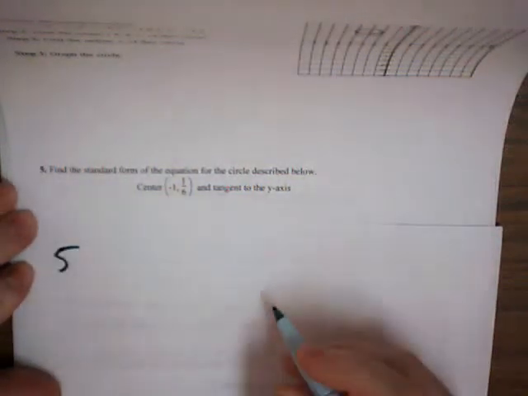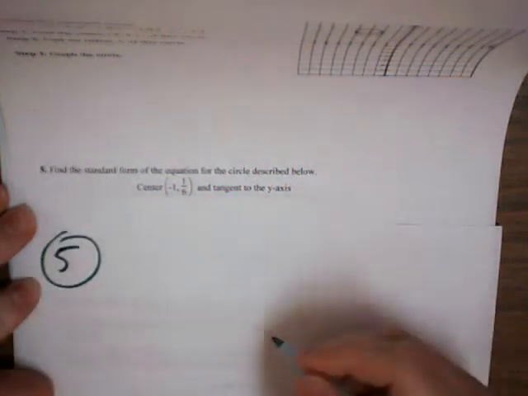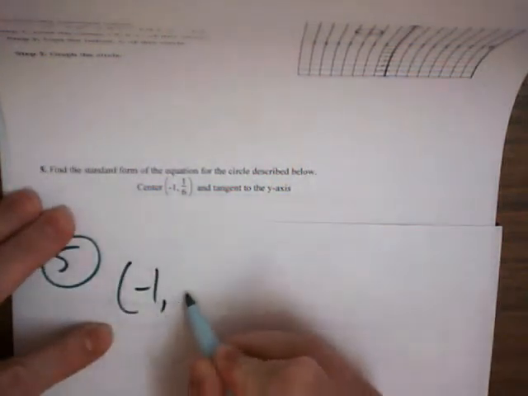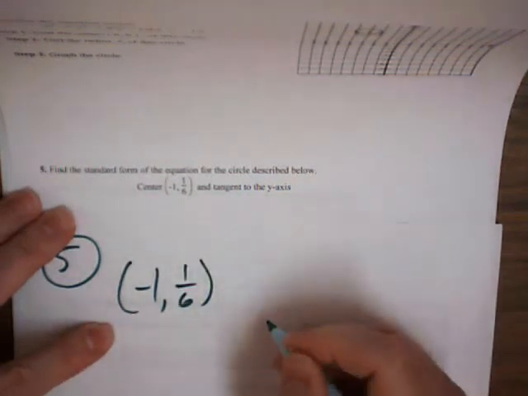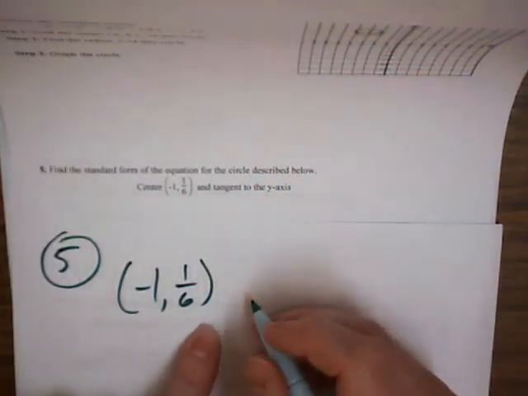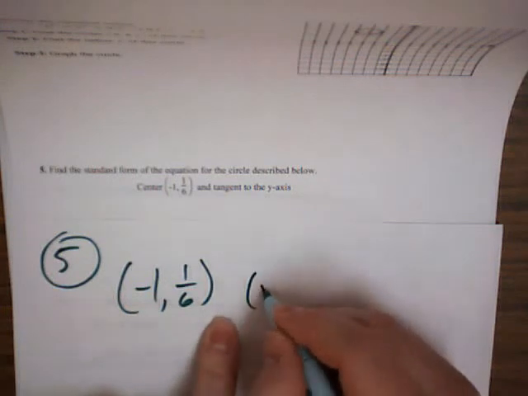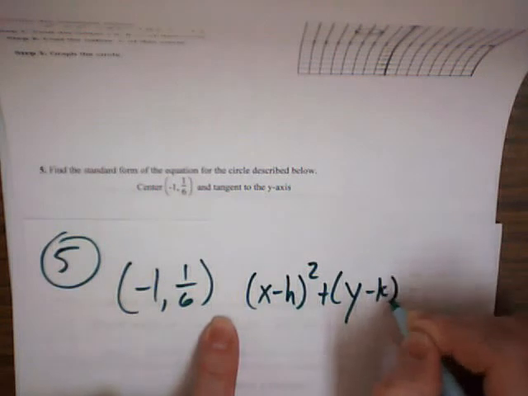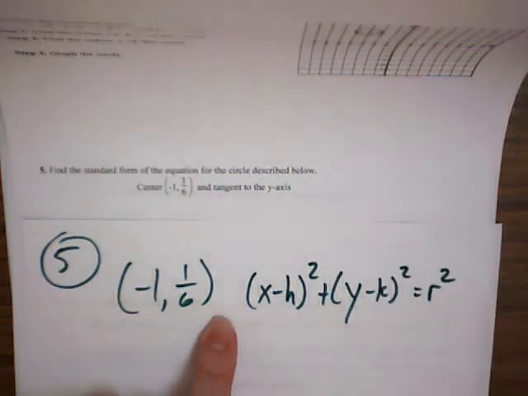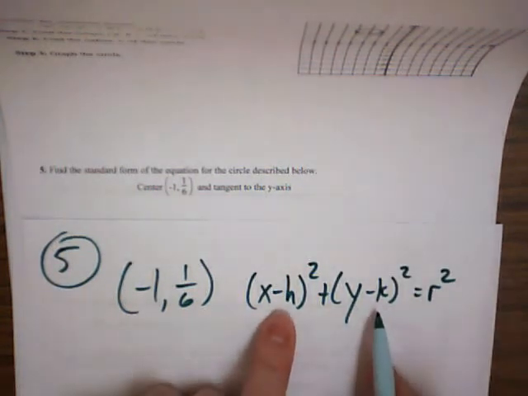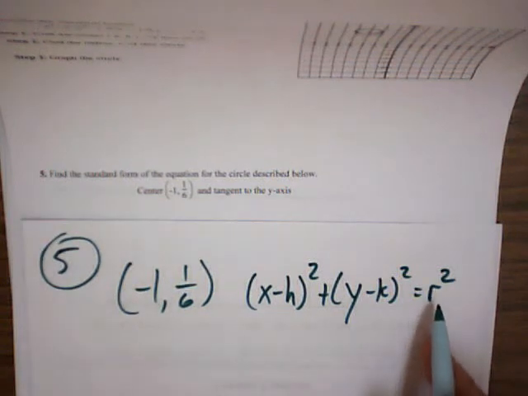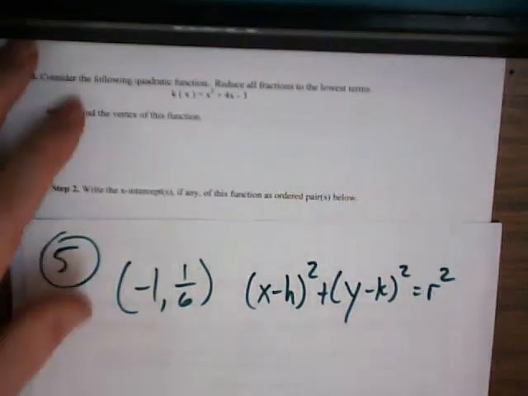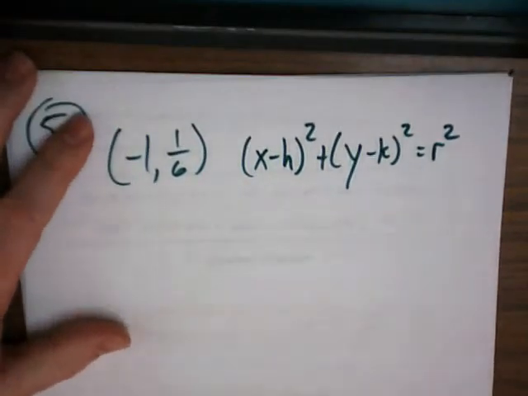So number 5 says that you want the standard form equation of a circle. The center they give you is -1, 1/6. The standard form of a circle is on the formula sheet, the reference sheet, and the h and the k is the center, and the r is the radius. And you can always get partial credit for this because they give you the center.